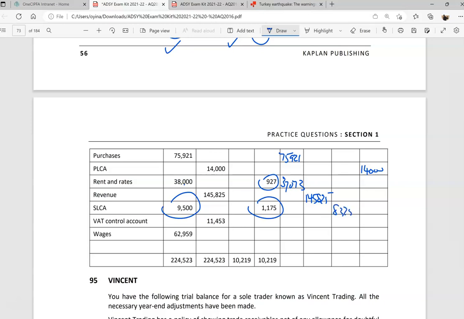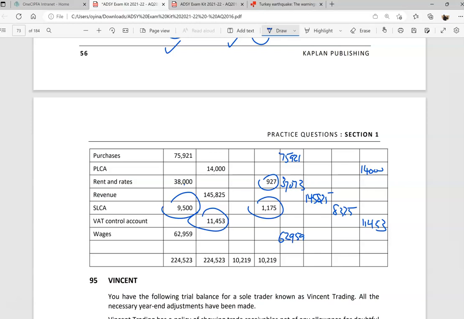8325. Then we have a VAT control account. It's a credit, so it'll stay as a credit, 11453. And you have wages, which is an expense, and then you have there as an expense, 62959. Yes, and those are the key elements there.